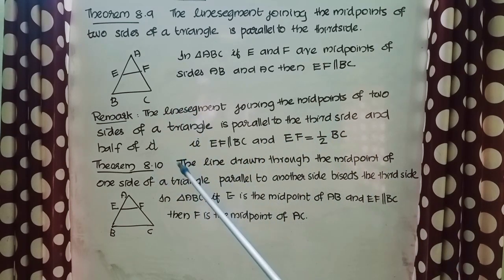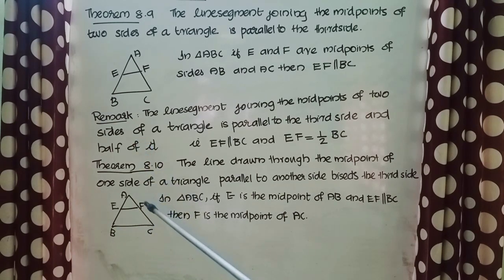Then theorem 8-10: the line drawn through the midpoint of one side of a triangle parallel to another side bisects the third side. That means consider the example triangle ABC. Here E is the midpoint of AB and EF is parallel to BC. Then we can conclude that F is the midpoint of AC also.